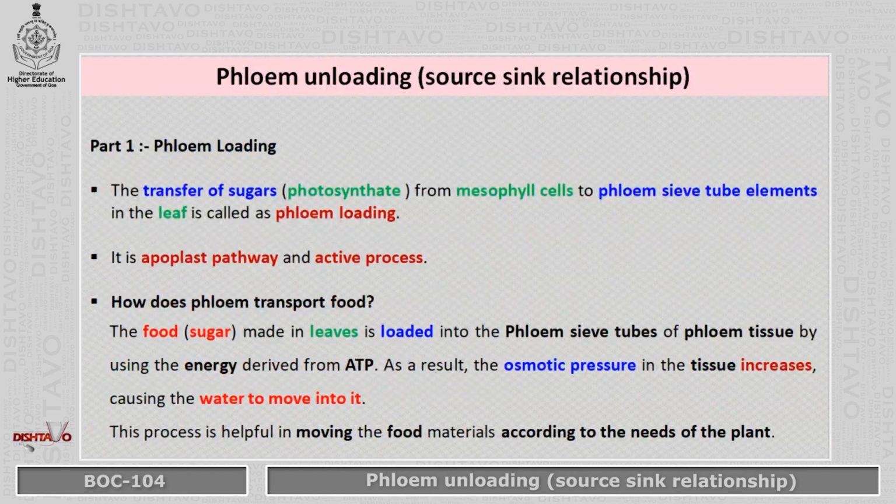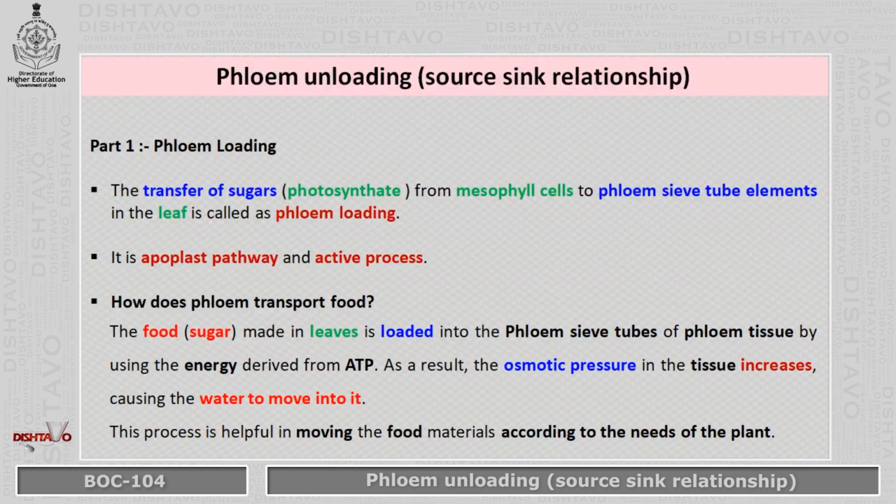Part 1: phloem loading. What is phloem loading? The transfer of sugars, that is photosynthate, from mesophyll cells to phloem sieve tube elements in the leaf is called phloem loading. It is an apoplast pathway and an active process.